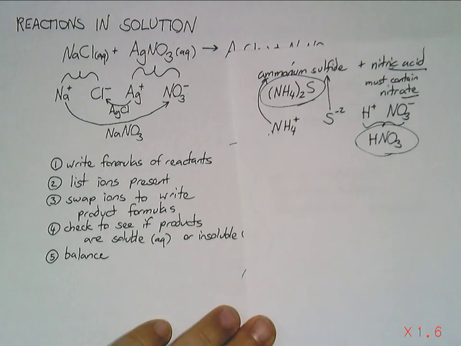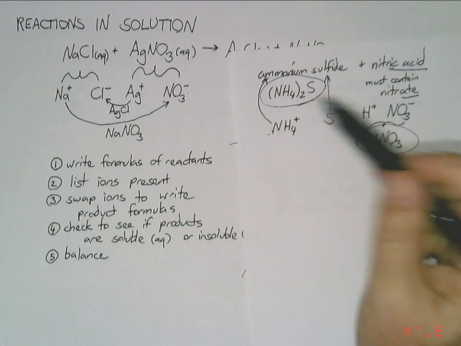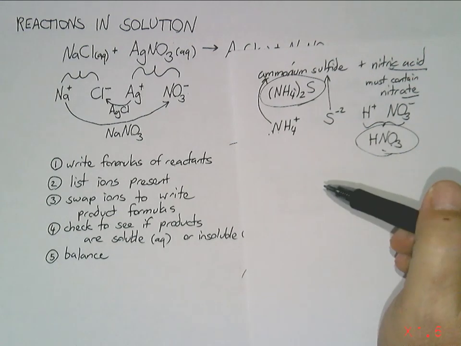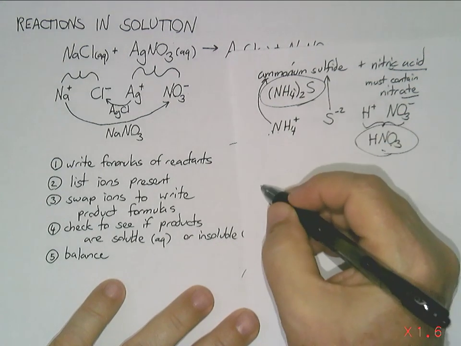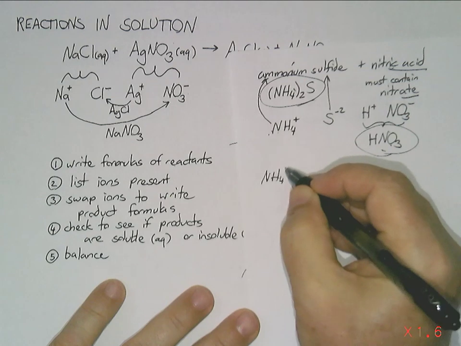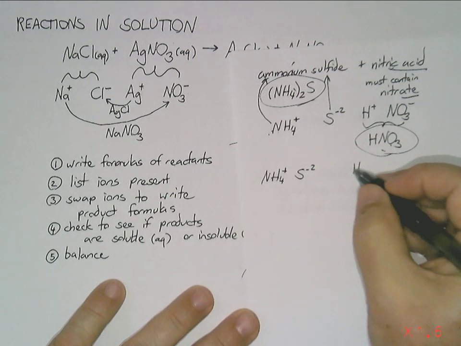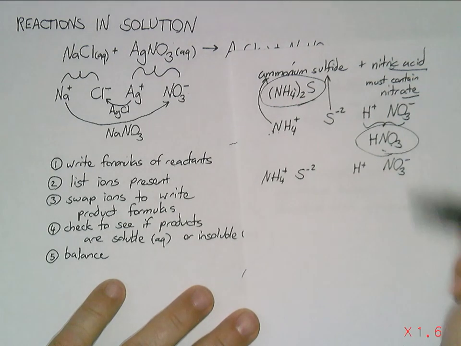All right, let's do step 2, list the ions present. Well, writing the formulas down for the 2 reactants gave me the list of ions, so there's not too much for me to do with step 2 here. The ions that are present are NH4 plus and S-2, and over here in this one, there's H plus and NO3 minus. And these are my 2 reactants.